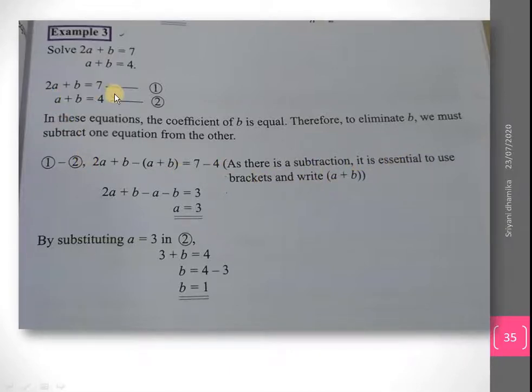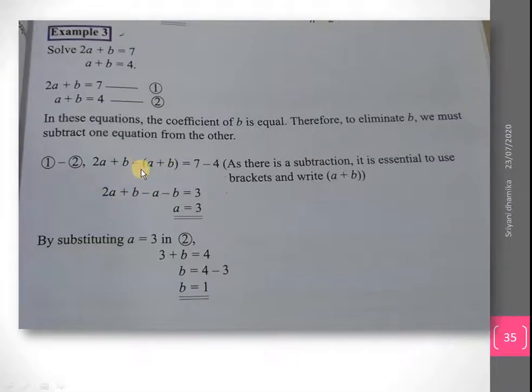Now here we have to write the step in this way, 1 minus 2. We are going to subtract the terms of the second equation from the first one: 2a plus b, after subtraction mark, and write the terms of the second equation inside the bracket. When we subtract, 7 minus 4 is the right hand side value. So 2a minus b, now remove this bracket.